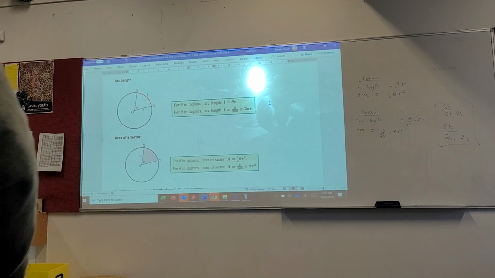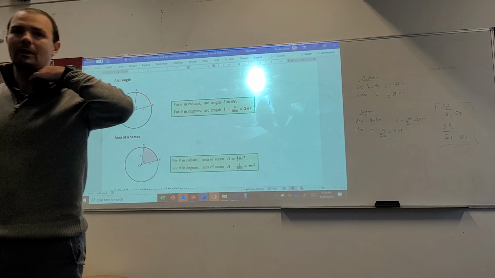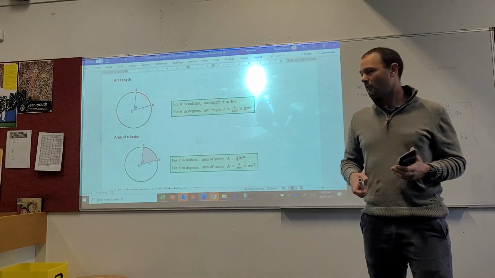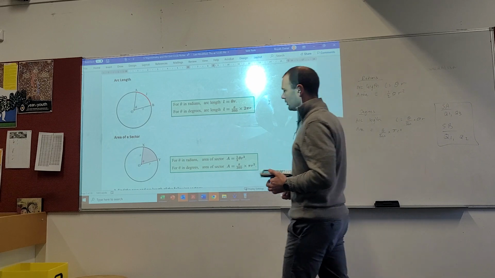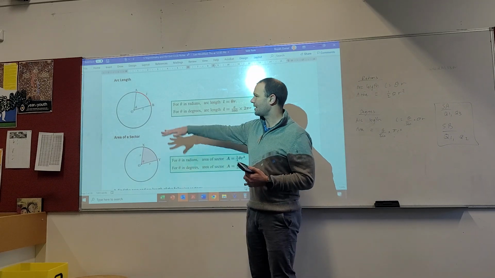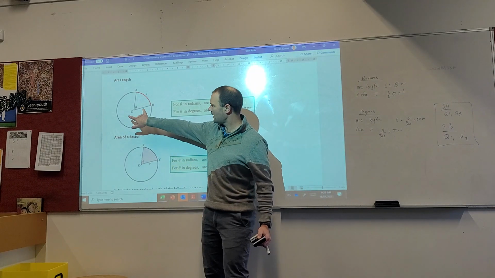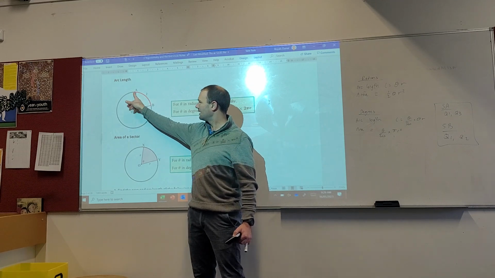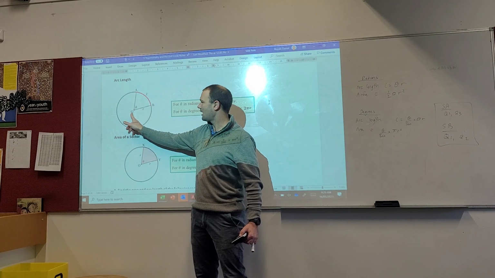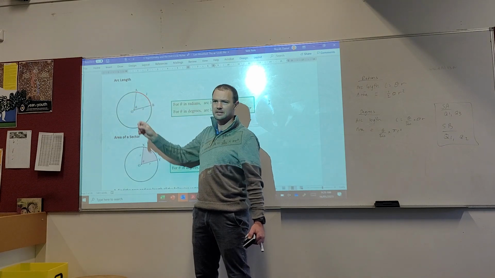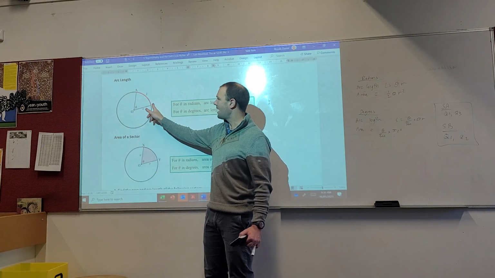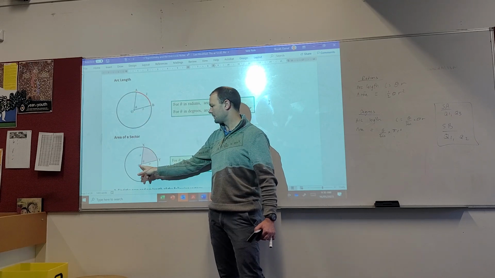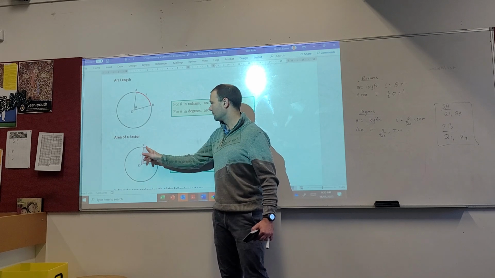Okay, so in 5B, we're talking about arc length and area of a sector. You can have a look in your textbook, it does have these kind of images up and it does describe it. If this is the radius, then the distance around here is the arc length. Here we have some sector of a circle, and the arc length is going to be that distance there, and the area of the sector is the area of the shaded region here.